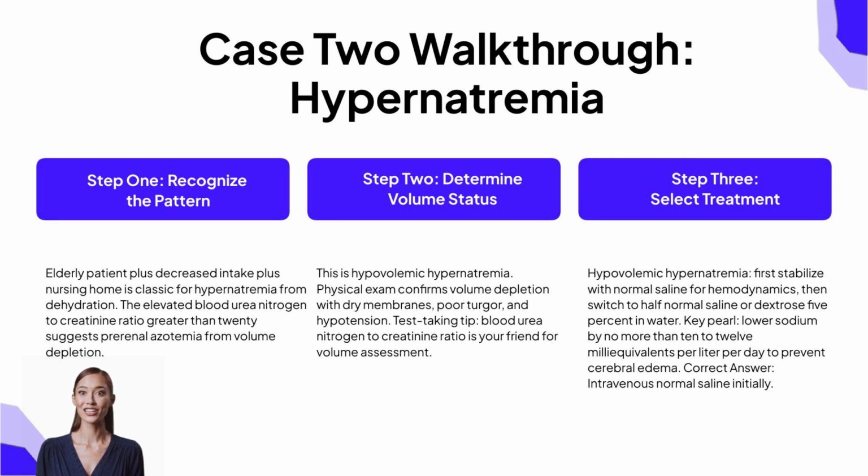Step 3. Treat appropriately. For hypovolemic hypernatremia, always start with normal saline to stabilize hemodynamics, then switch to half normal saline. Remember, never lower sodium faster than 10 to 12 milliequivalents per day to prevent cerebral edema.